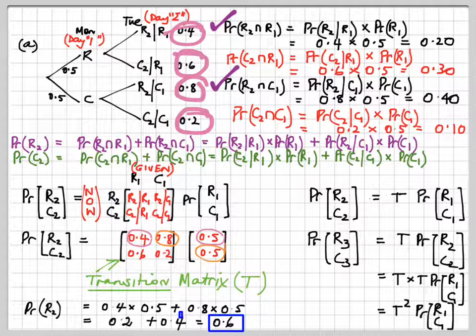If you have 2 transitions, it's T squared, or to the power 2, times the probability of the initial state matrix. If you had 5 transitions, it would be T to the 5 times the probability of the initial state, etc.